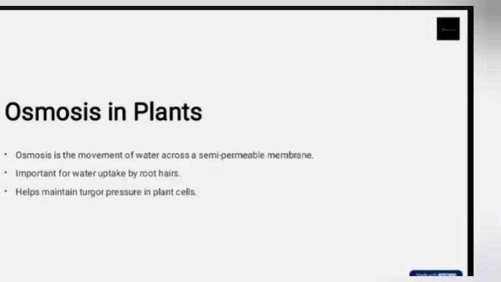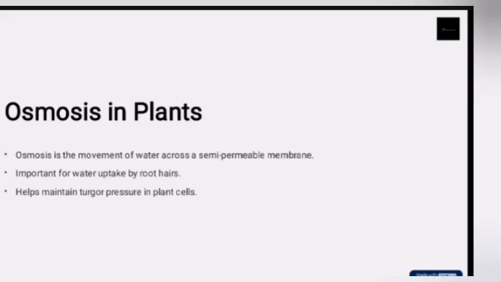So let's look at the last thing here. Osmosis in plants. We have talked about how food is produced and how food is transported. And now we have talked about how water is transported, but we have not talked about how water is obtained. So how is water taken up by the plant? Osmosis. So osmosis, as we know from secondary school, is the movement of water from a region of higher concentration to a region of lower concentration.